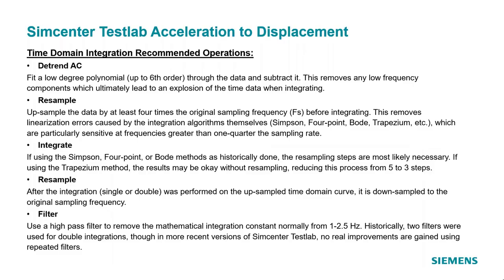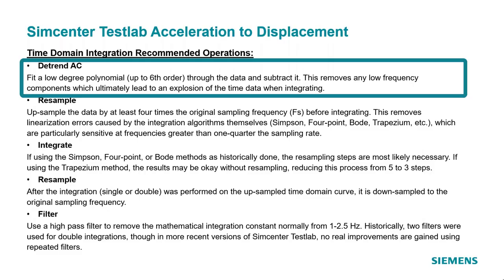And these are the steps, so I copied them here. The first thing we recommend you do is remove any trends in the data. If we're using traditional TestLab, we call it detrend AC, and this fits a low degree polynomial through the data and subtracts it. This is going to remove any drift in the data, and that helps prepare the data for the integration steps.